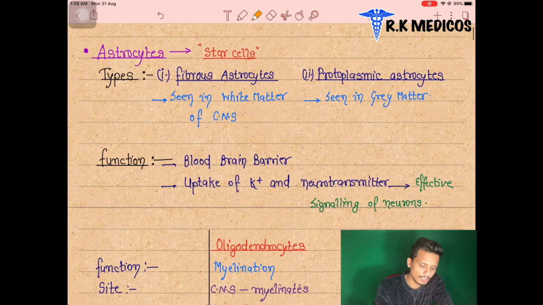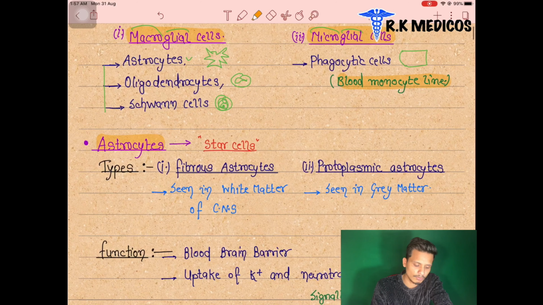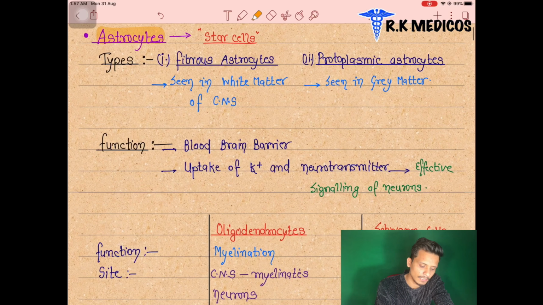Now we are going to see a specific one, the astrocyte. It is a macroglial cell. We can look above: astrocytes, the macroglial cells, have a star shape. They are the star cells. There are two types of astrocyte cells: one is fibrous astrocytes and the next one is protoplasmic astrocytes.